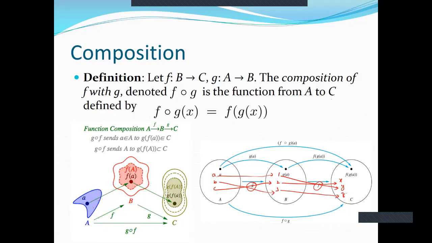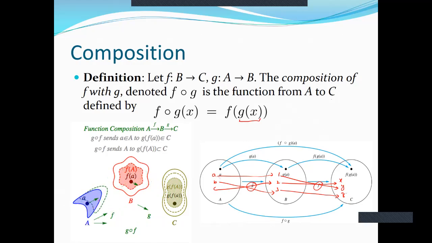How can we compose that? First of all, I will find the mapping of G first. From A to B, A is being mapped to 1. That G will determine. So first of all, I need to compute this G of X in order to map directly from A to C.